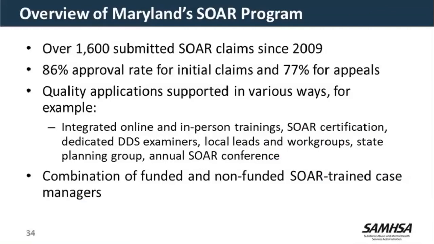So I'd like to start off by talking a bit about the SOAR program in Maryland. Since we started tracking data in 2009, we have submitted over 1,600 claims. We have an ongoing approval rate of 86% for initial claims and 77% for appeals. And one of the things we've really tried to do is to focus on supporting high-quality claims. We've done this in a number of ways.